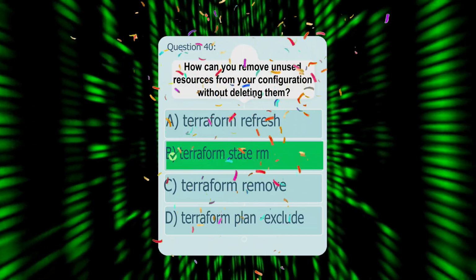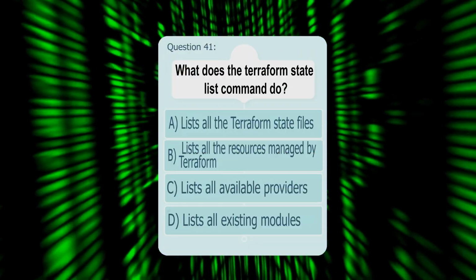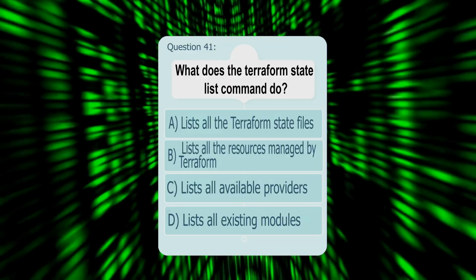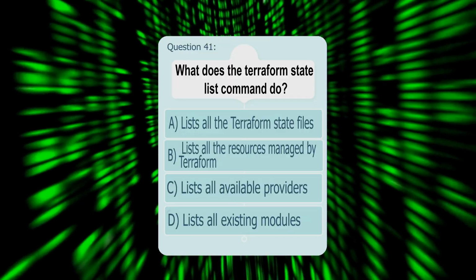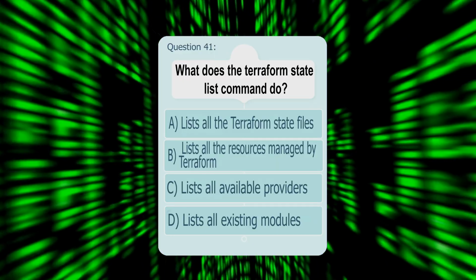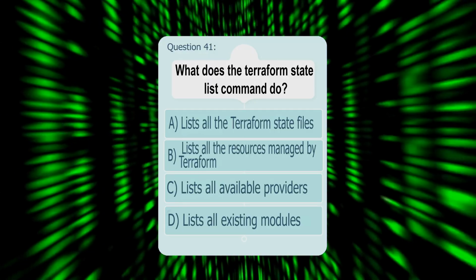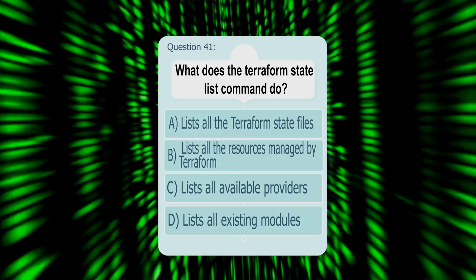Answer. B. Terraform state rm. Question 41. What does the Terraform state list command do? A. Lists all the Terraform state files. B. Lists all the resources managed by Terraform. C. Lists all available providers. D. Lists all existing modules.